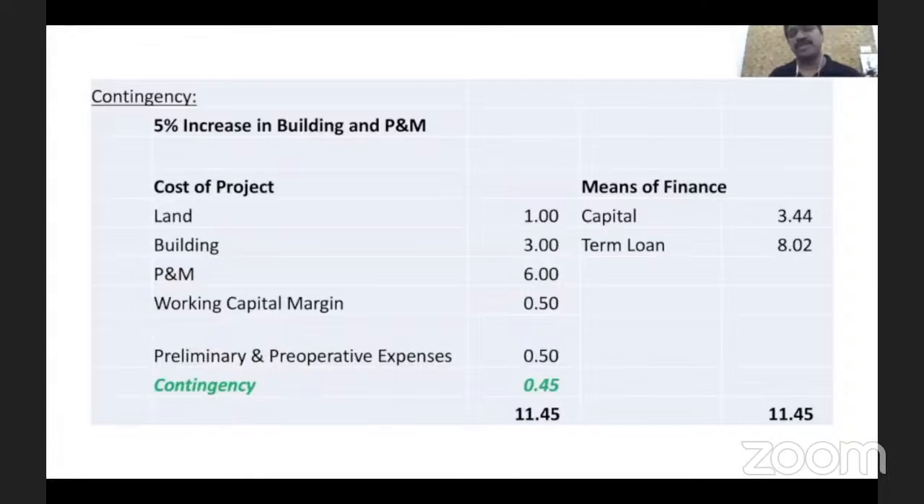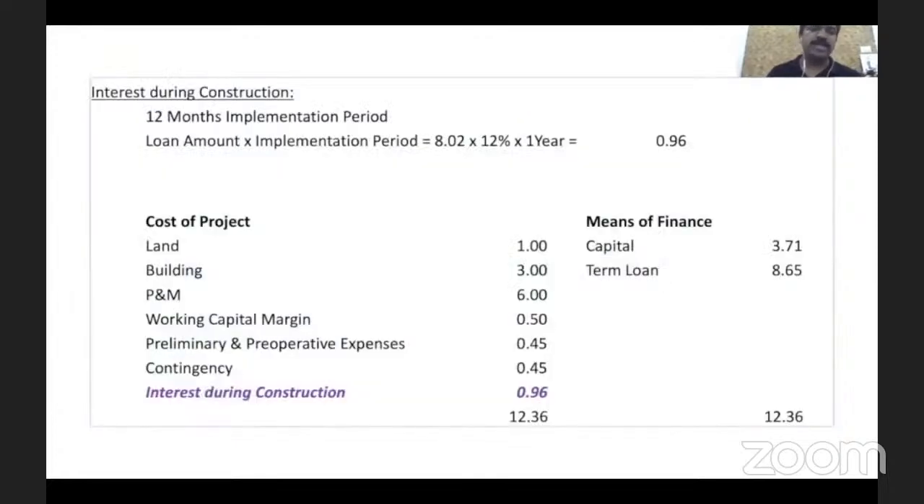How will they pay interest? They don't have income, they have only expense. How will they manage? That's where this concept of interest during construction comes into the picture. Let's say 12 months is the implementation period, then this loan amount, that is 8.02 crore, into 1 year. Okay, it's 1 year, right? Into 12%. 12% is the rate of interest I'm considering here.